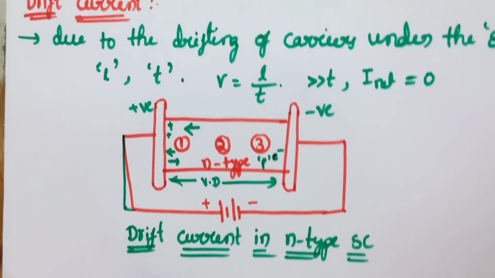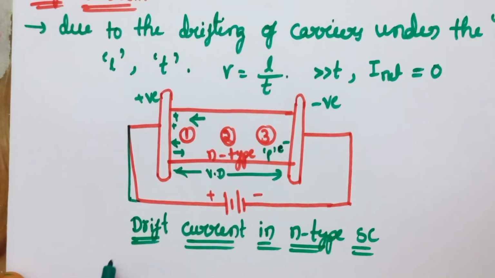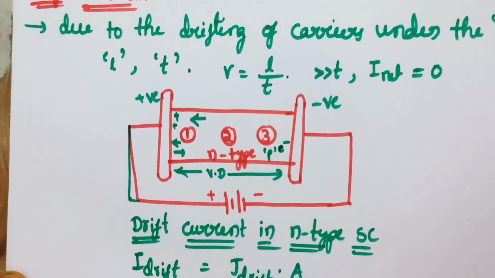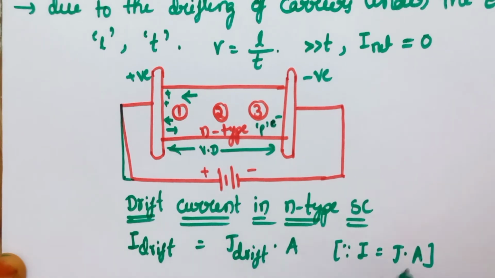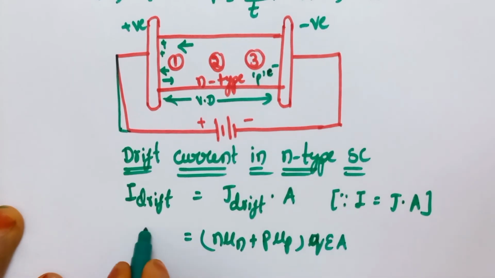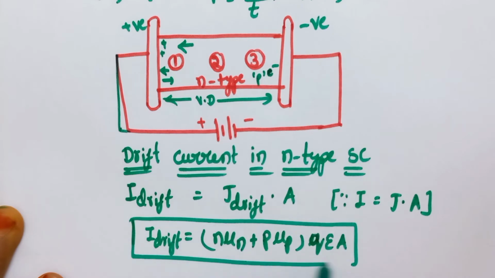The expression for the drift current in a semiconductor we can write as I drift is equal to J drift into A. This is the modified version of the basic formula I equals J into A. So here the drift current density J is equal to (n mu n plus p mu p) into q epsilon, into A. This is the expression for drift current in a semiconductor. This is very important to remember. Let us take this as equation number 1.